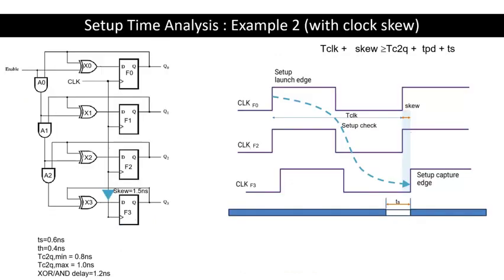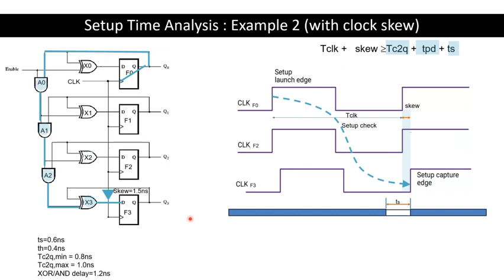Let's consider the same circuit, but this one with the clock skew for the clock port at flip-flop 3. Let's see whether the previous setup timing analysis is still workable here to find the best clock period. Again, let's identify the longest path delay, as highlighted here.